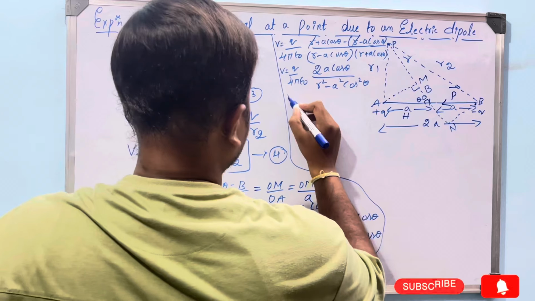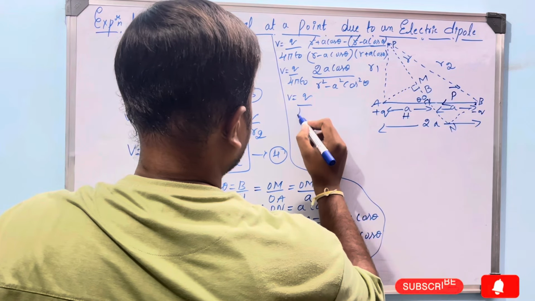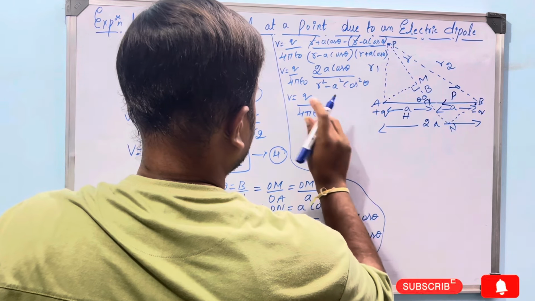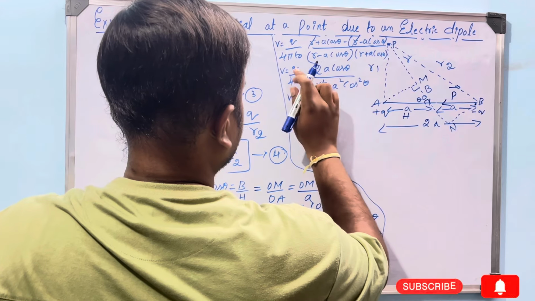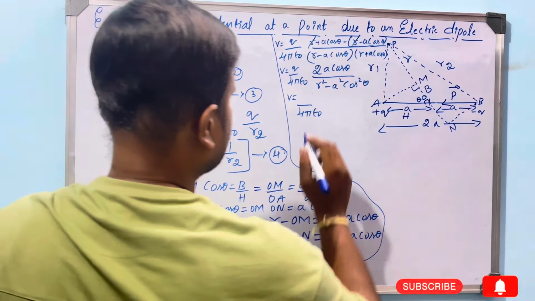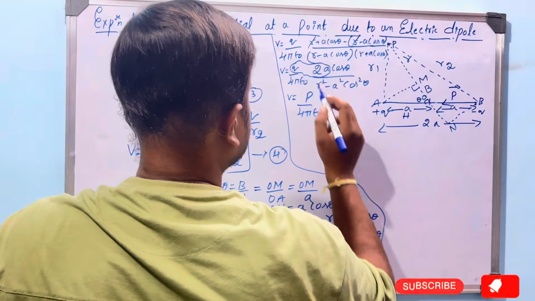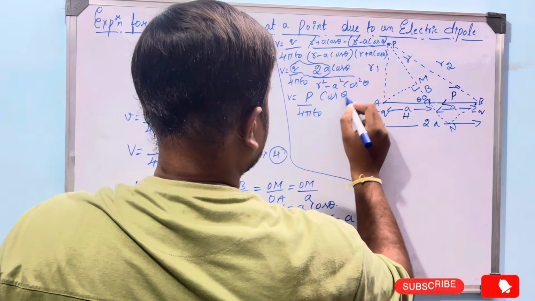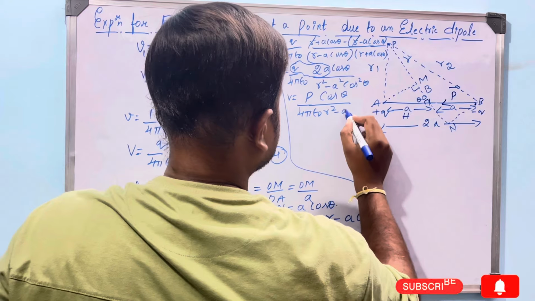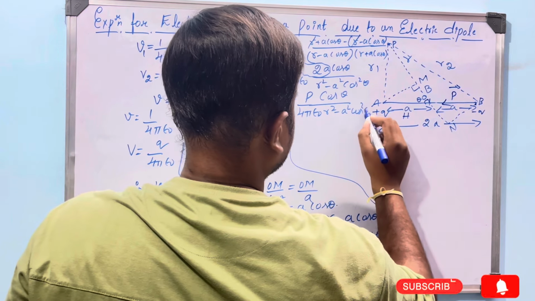So now V is equal to Q divided by 4 pi epsilon naught. What is Q into 2A? That is the dipole moment P. So Q into 2A can be written as P. So V equals P cos theta divided by R square minus A square cos square theta.